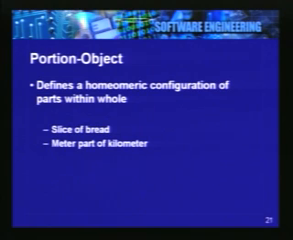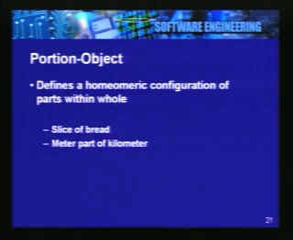Then you have portion-object, which defines a homeomeric configuration of parts within a whole. Parts are also like the whole. So, when you say you have a homeomeric configuration, how will you translate it into your class? If you have classes where there is homeomeric configuration, you are going to use inheritance over there. Slice of a bread, the slice also has similar properties as that of bread. Meter part of a kilometer, a given meter part of a given kilometer.